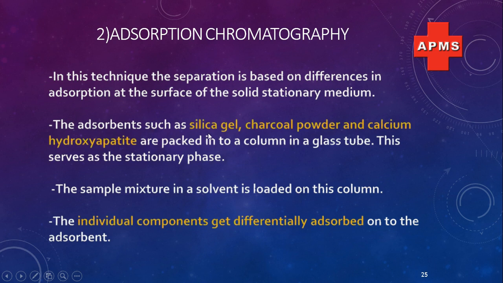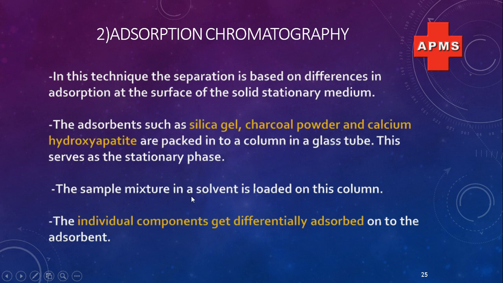The adsorbents such as silica gel, charcoal powder, and calcium hydroxyapatite are packed into a column in a glass tube. Suppose we are using the column chromatography method, then these highly porous, high surface area materials will be packed into a column which may be made of glass or other material. These serve as the stationary phase. So these types of materials always work as the stationary phase in any chromatography.